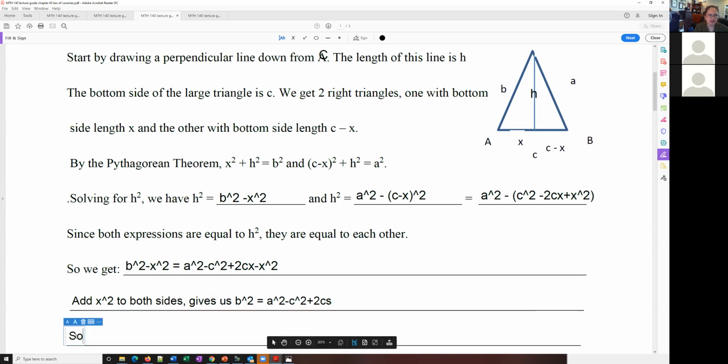Sorry, I just noticed that somebody had made a comment, so I'm just trying to see what that comment was. Oh, so let's see. Should it be a minus 2cx and a plus? Okay.